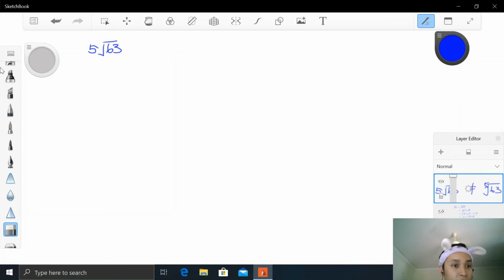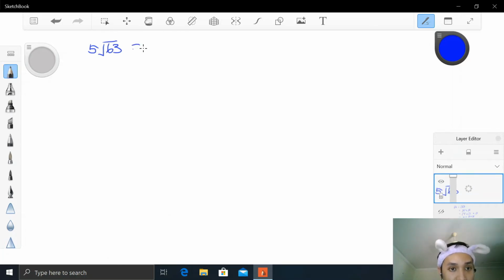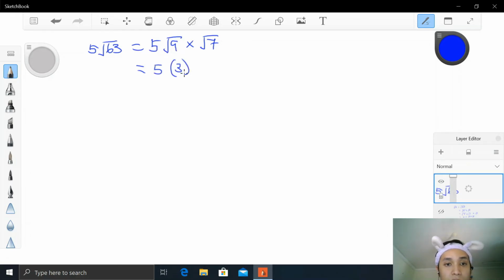So let us start with this one. First things first, you need to factorize the number inside. So 63, easiest to calculate is 9 times 7. Surd 9 is also equal to 3, so meaning 5 multiplied to 3 times surd 7. So this one is 15 surd 7. This is your final answer. Simplification.